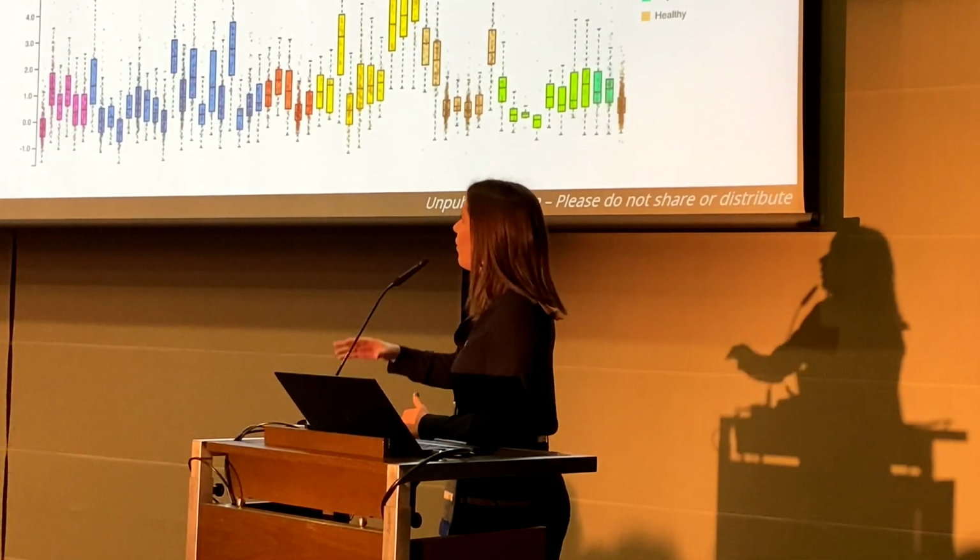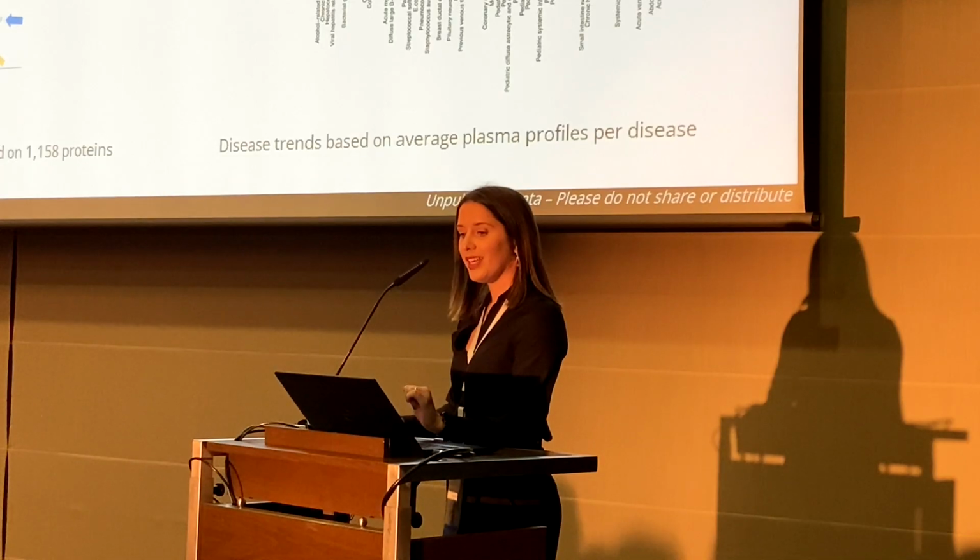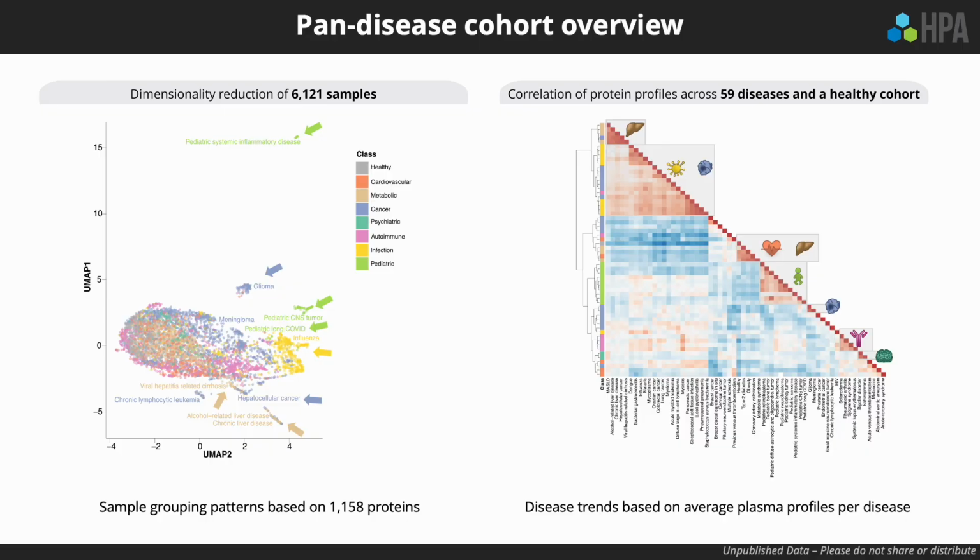And we can not only look at specific biomarkers, but we can also explore which ones are shared across diseases. So that's the power of this data set. And we can also compare these diseases to healthy patients, but also to a very mixed background of diseases. This is a snapshot of our data. It's going to be released as a publication very soon, we hope.